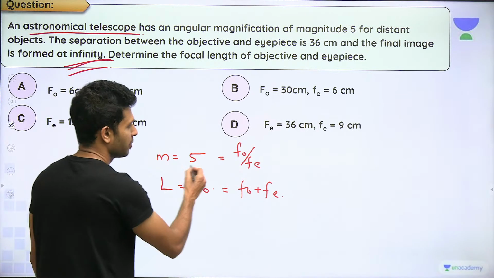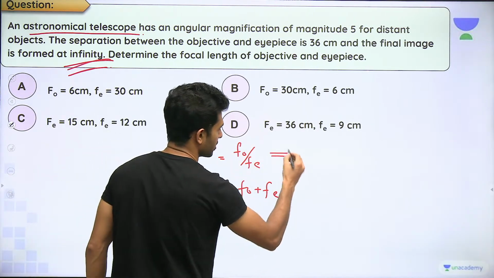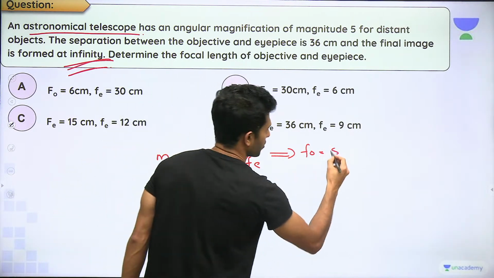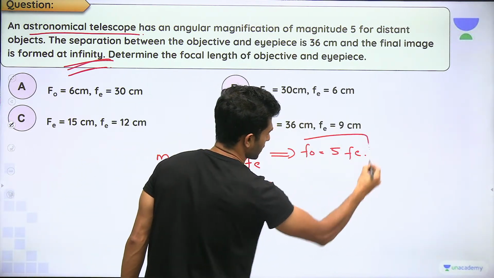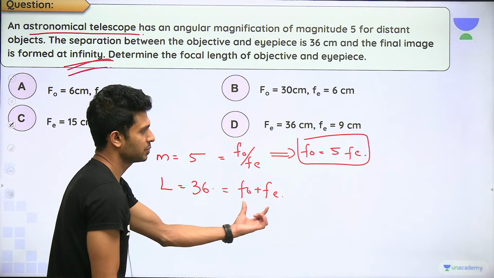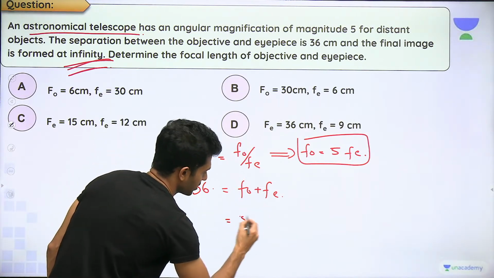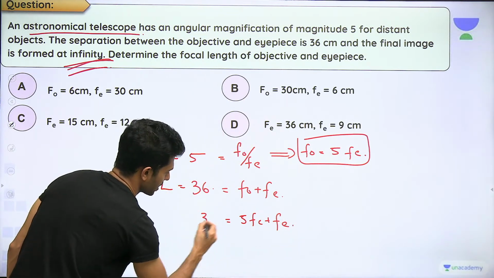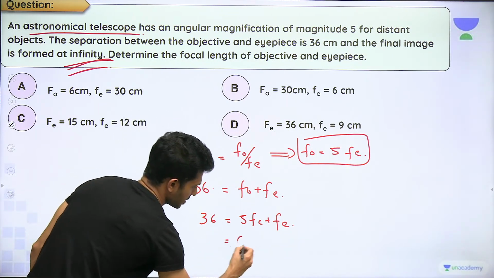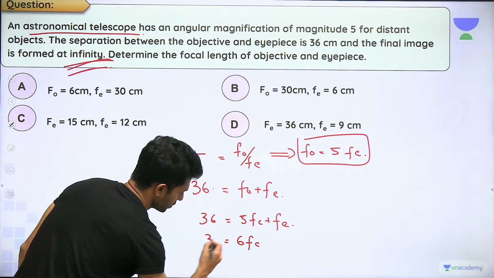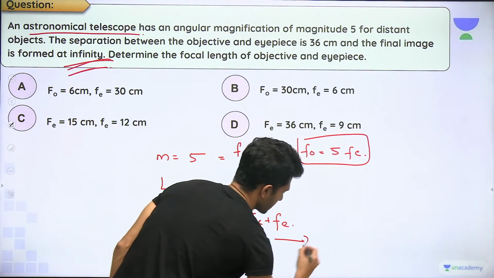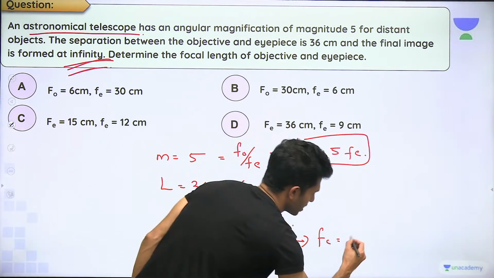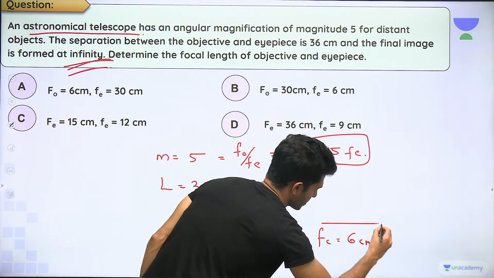Tell me. 5 equals f0 by fe. From here you can make an equation for f0. f0 is equal to 5 times fe. Substitute here: 5 times fe plus fe is equal to 36. 6 fe is equal to 36, so fe is 36 by 6. How much? 6 centimeter.